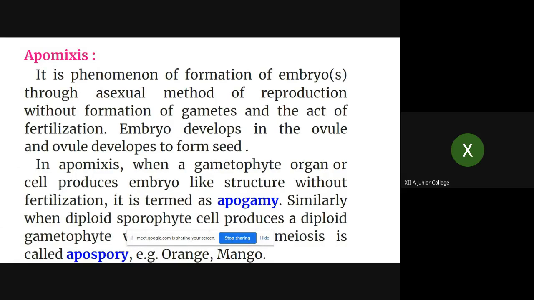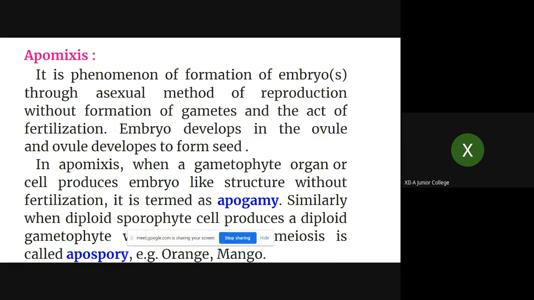Okay, there are 2 points you need to remember in case of apomixis. When a gametophyte organ or cell produces an embryo-like structure without fertilization, this is termed apogamy. And similarly, when a diploid sporophyte cell produces a diploid gametophyte vegetatively without meiosis, it is called apospory. Now you remember, some examples are given, but you remember the difference between apogamy and apospory, which are part of apomixis. Very simple, you have to remember. Gamy is what?